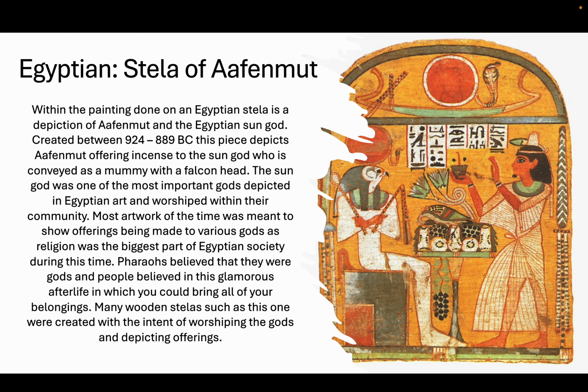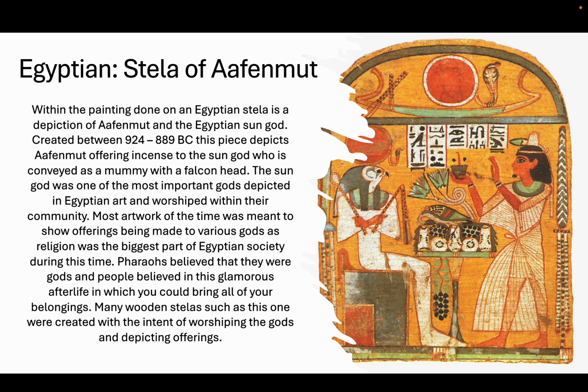The third is an Egyptian painting on a wooden stela. It's called Stela of Aphemut, and it was a depiction of Aphemut and the Egyptian sun god created between 924 to 889 BC, depicting Aphemut offering incense to the sun god, depicted as a mummy with a falcon head.